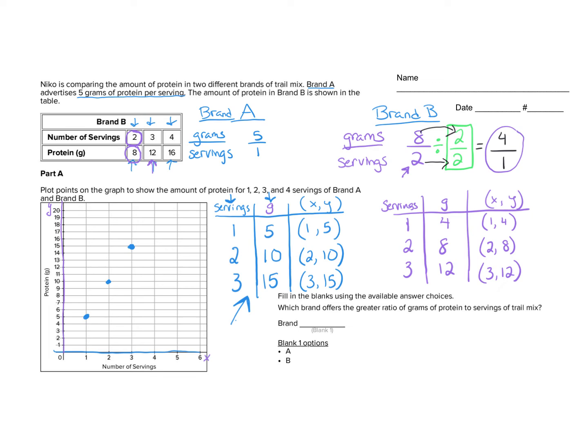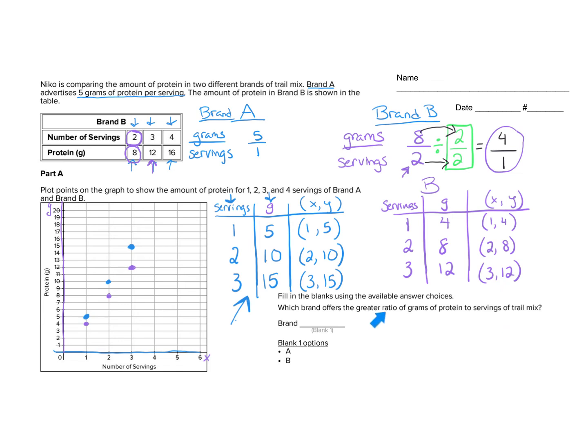Okay, and now I'm going to graph the brand B chart. I have 1, 4, 2, 8, and 3, 12. So now that I've graphed that as it said in the directions, I can take a look at the question, and it says, which brand offers the greater ratio of grams of protein to servings of trail mix?